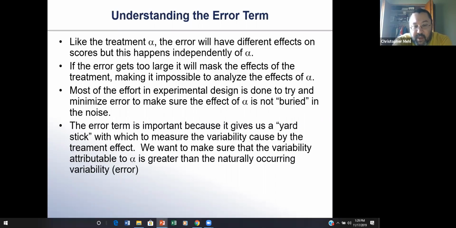Most of the effort in what we call experimental design is setting up the ANOVA problem to start with. That is, minimizing the error, making sure we're accounting for enough things that might contribute to that error variation so that the effect we're interested in isn't buried in the noise. Okay, the error term is important because it's giving us a yardstick, if you will, to measure the variability caused by the treatment effect. But we want to make sure the variability attributable to our treatment is greater than what's naturally occurring, greater than our error variability.